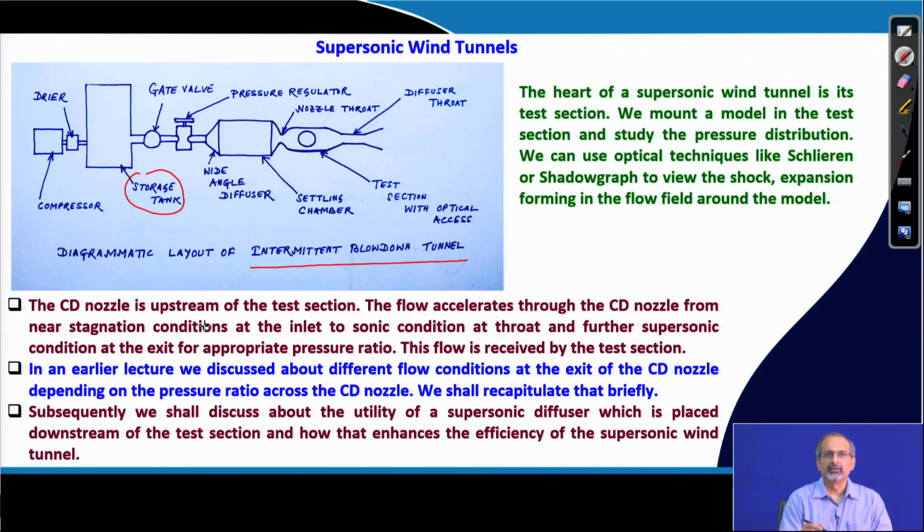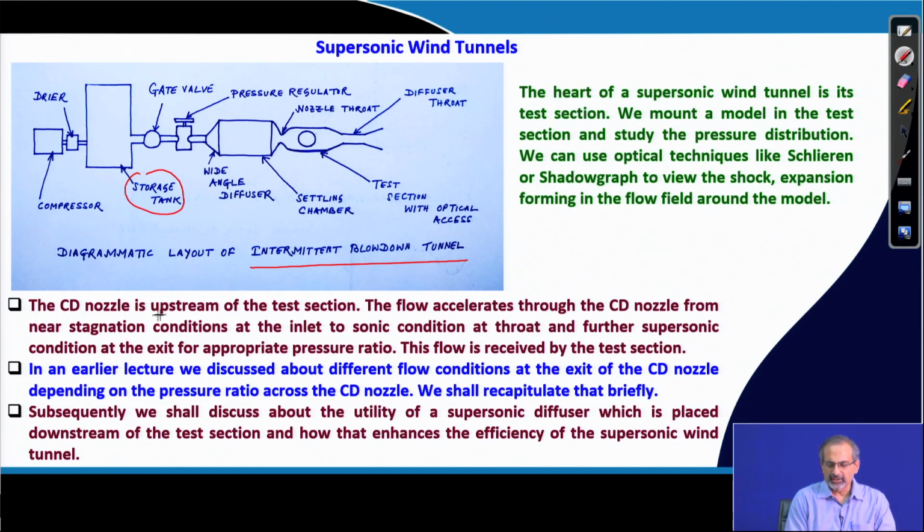Very often for running it for a couple of seconds, you may need a preparation time which goes into a couple of tens of minutes or often a few hours as well. It depends on how many compressors you have in the system, how large a storage tank system you have. Accordingly, the blowdown time gets decided. Further, the test section size will also be a factor in deciding it.